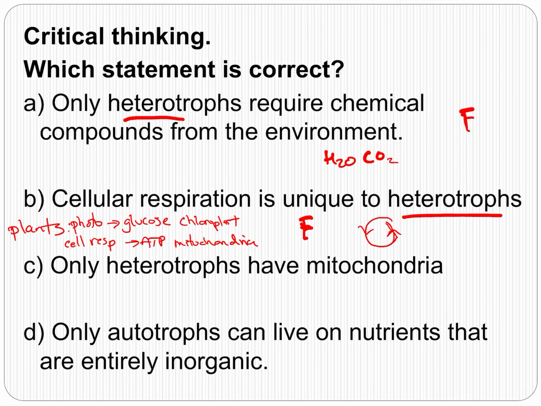So if you understood my explanation of B, this is a clearly false statement because autotrophs, which are plants, also have mitochondria. Letter D, only autotrophs can live on nutrients that are entirely inorganic. Yes, okay? So our photosynthetic autotrophs can live entirely on inorganic CO2 and H2O, plus, of course, energy from the sun. All right, and that's it.